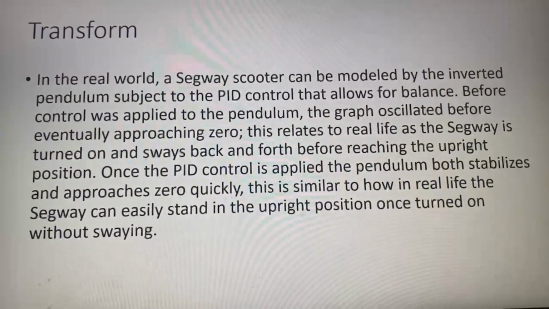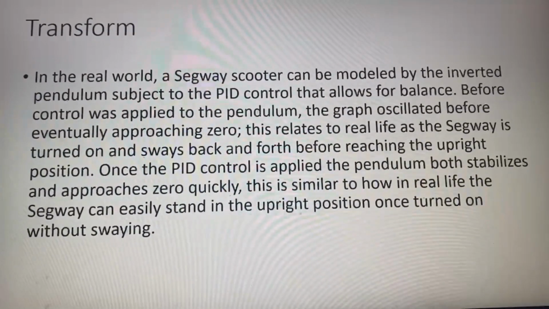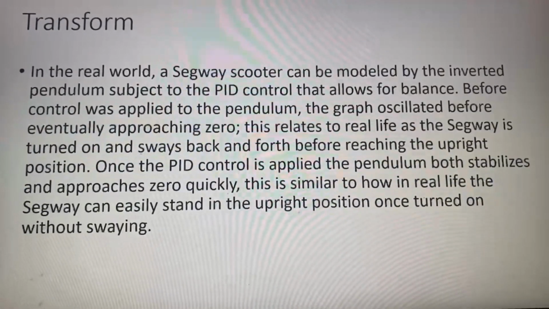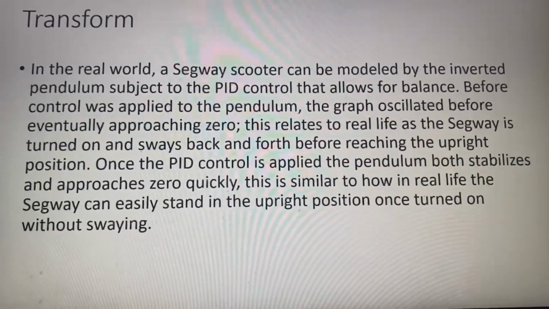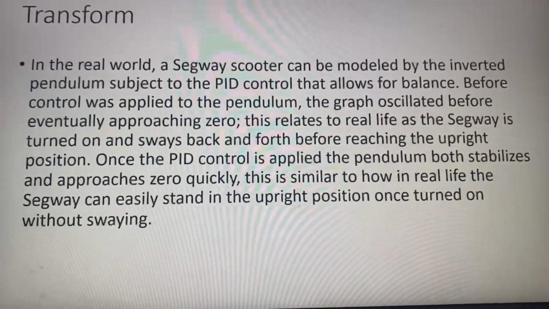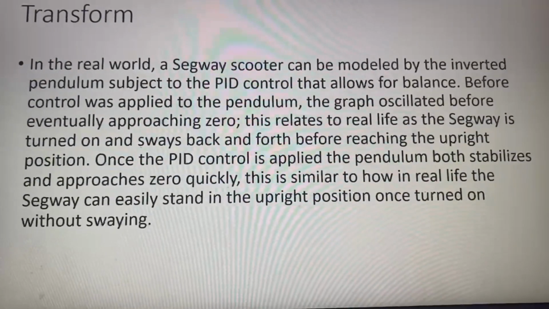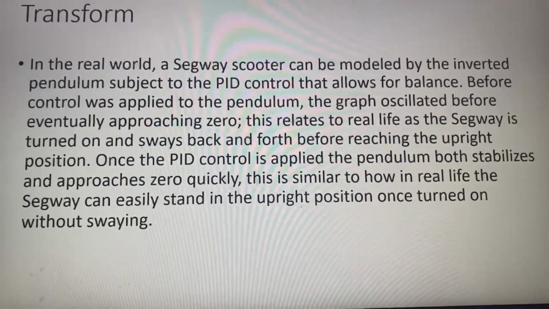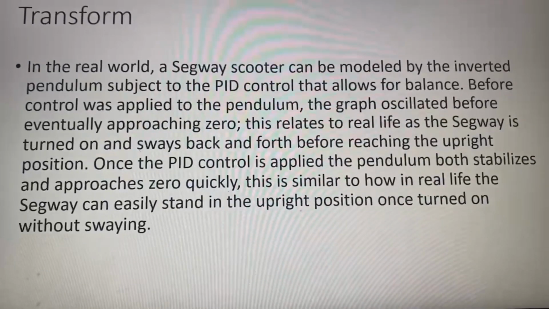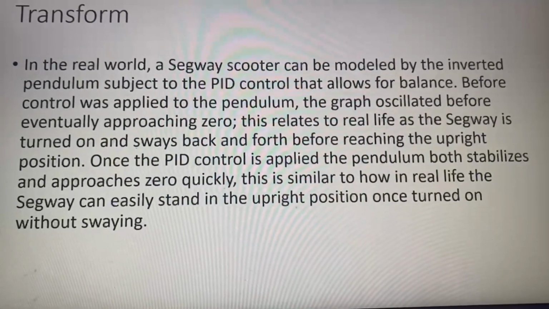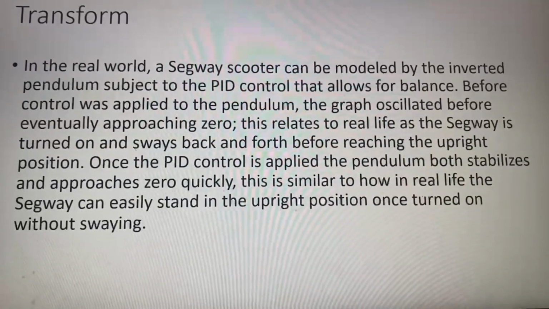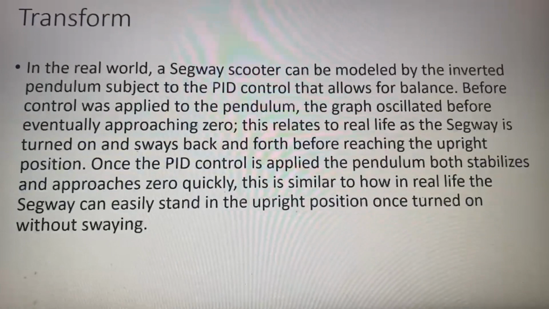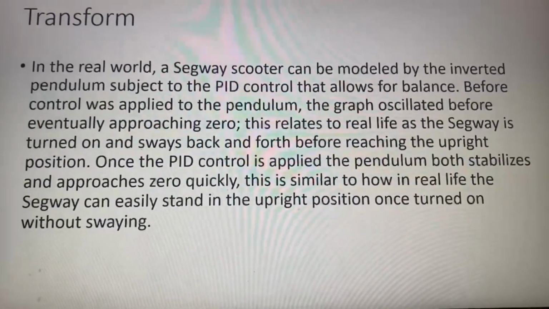These graphs can be transferred into a real-world situation. So in the real world, the Segway scooter can be modeled by this pendulum, which is what we just saw in the graphs, and that's subject to the PID control that allows for the balance, meaning the Segway can stand up straight. Before the control was applied to the graphs, it oscillated before eventually approaching 0. And this relates to real life because when you turn the Segway on, it'll sway back and forth before it's able to stand upright. And then once you apply the PID control, the pendulum stabilizes and approaches 0 very quickly, similar to how when you turn on a Segway now, it just stands up and it doesn't move.